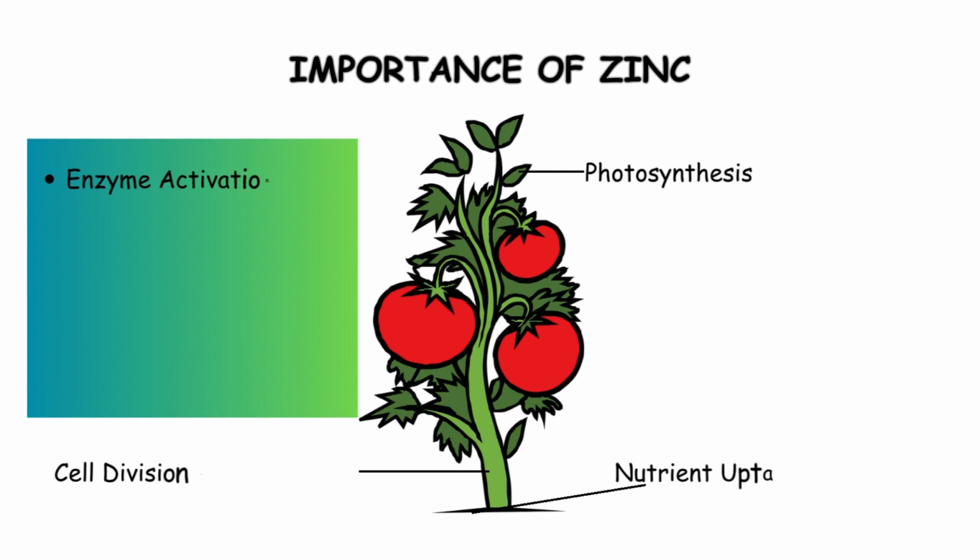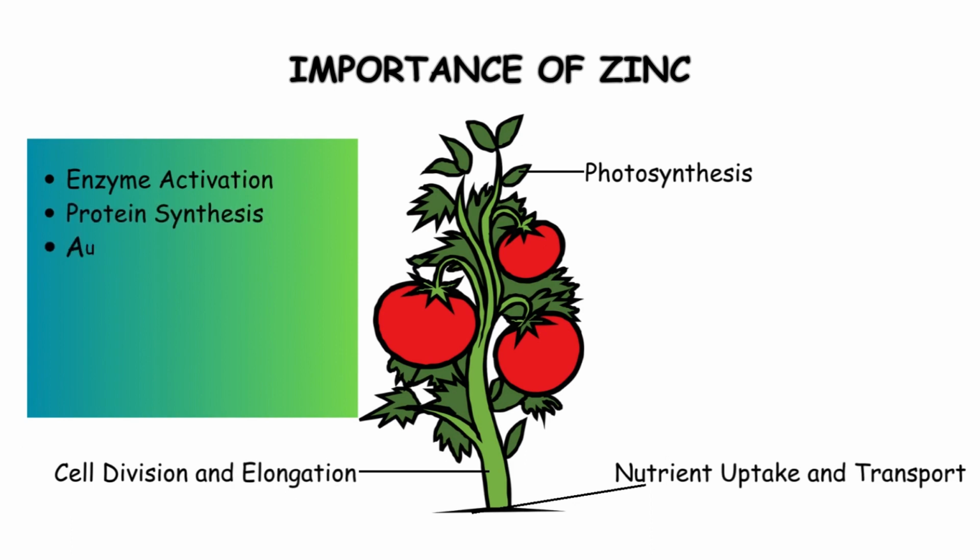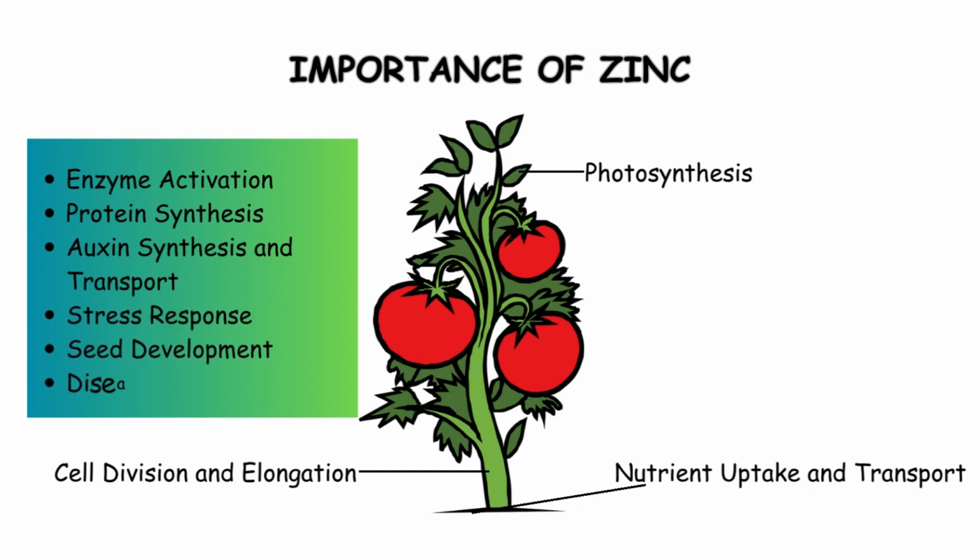Zinc is a very important micronutrient when it comes to plant growth as it has so many functions. It functions as a vital cofactor for enzymes in metabolic pathways, including DNA and RNA synthesis. It is also very crucial for protein synthesis and cell division. Zinc also plays a central role in the formation of new tissues and therefore supports overall plant development.